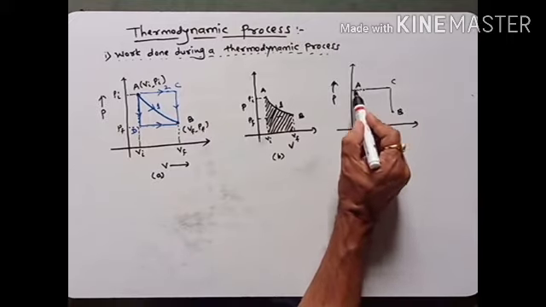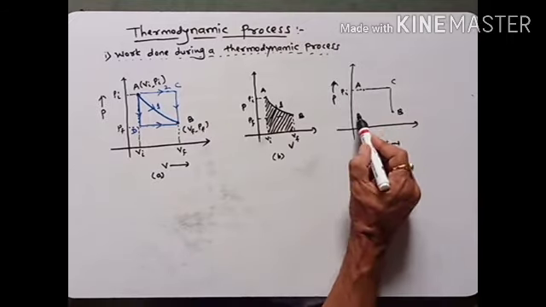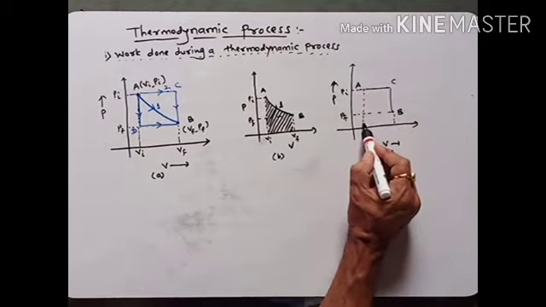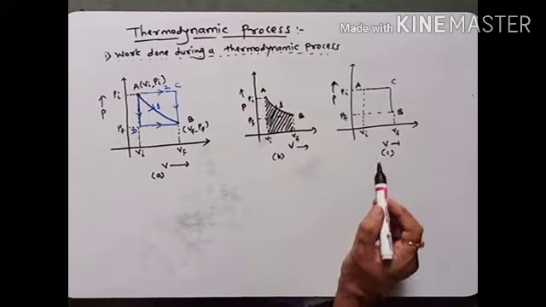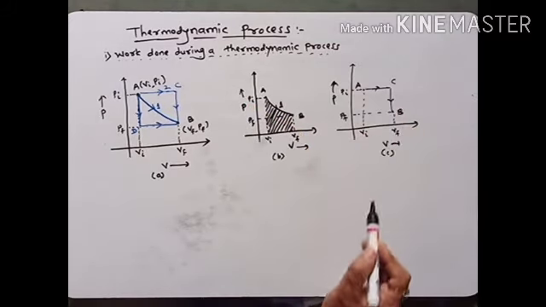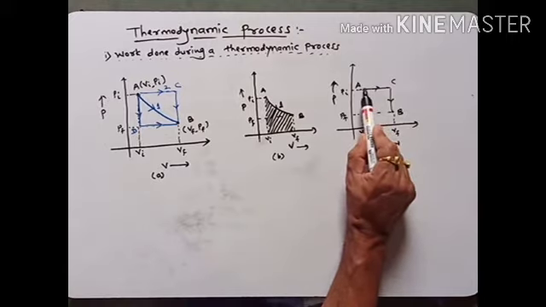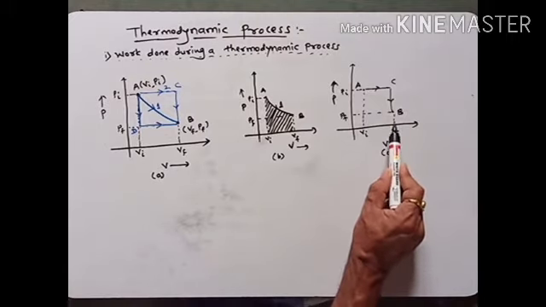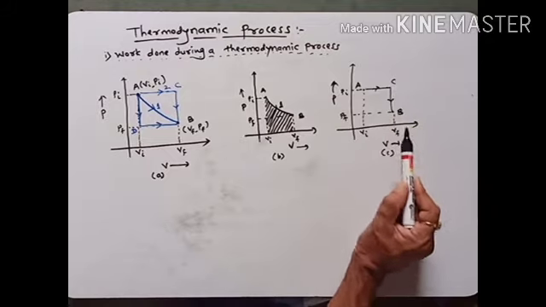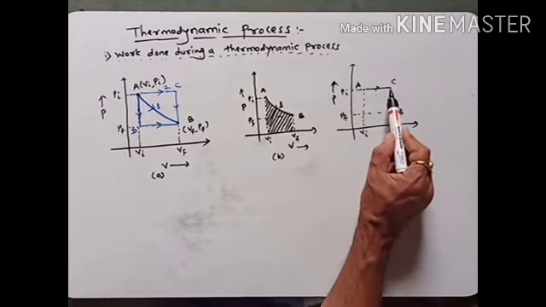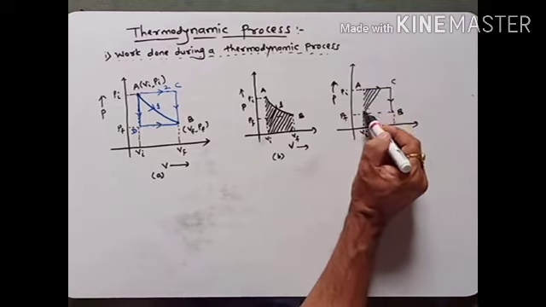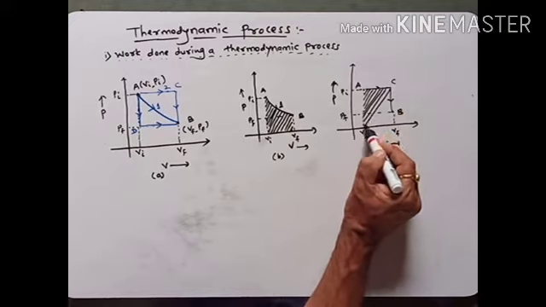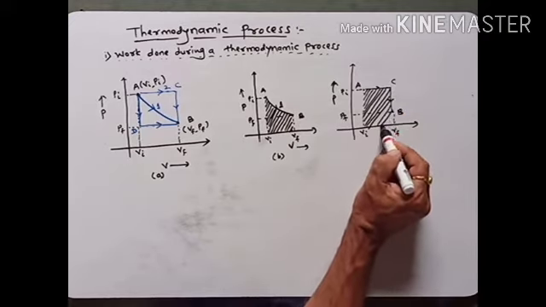Here we can suppose Pi and Pf are the pressures, Vi and Vf are the volumes. Then in this case, A to C, C to B. That means at constant pressure Pi, volume changes from Vi to Vf. And whenever it reaches C, then at constant volume Vf, pressure changes from Pi to Pf. And in this case, work done is given by the area under this line, the total area under this line.